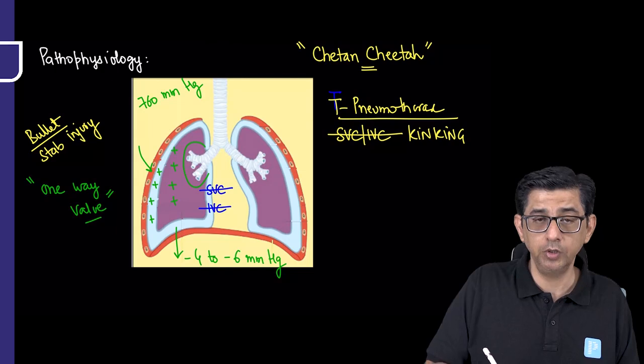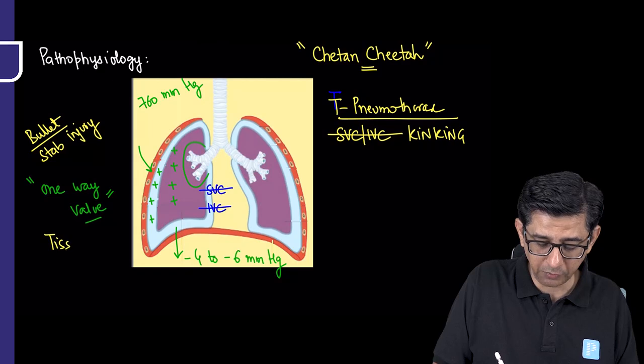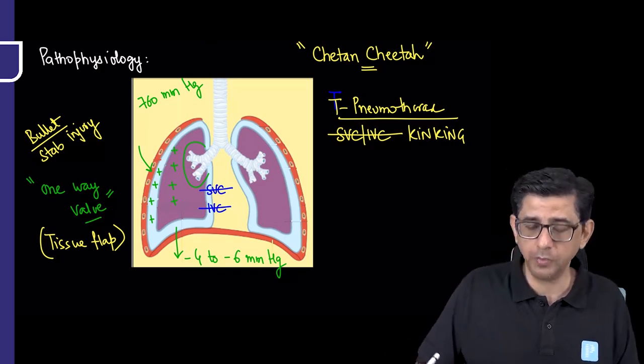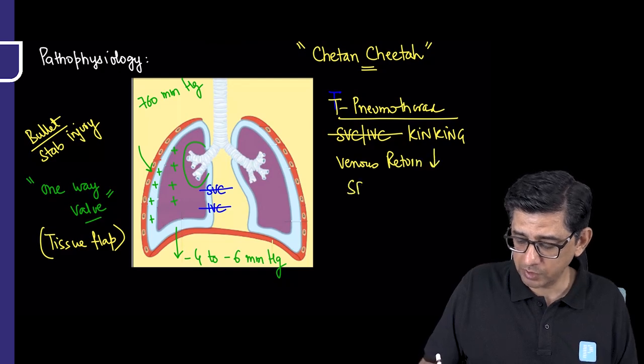But the tissue flap that is created at the site of injury acts like a one-way valve and allows air to go inside, and crushes the superior vena cava and the inferior vena cava. Therefore, the venous return to the right side of the heart will almost become zero, and therefore the blood pressure of this person is crashing.